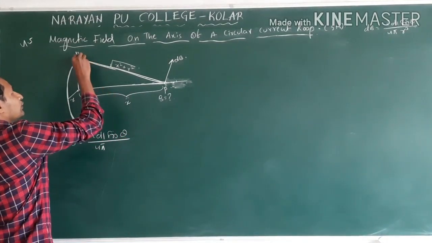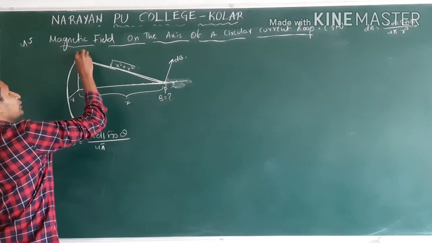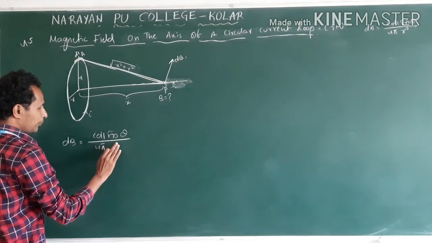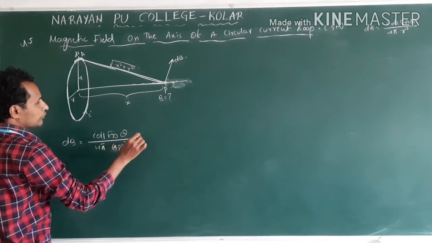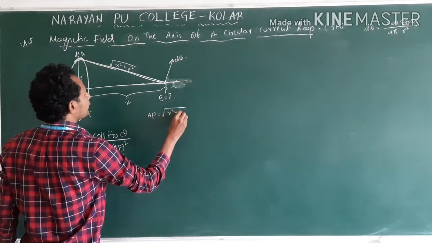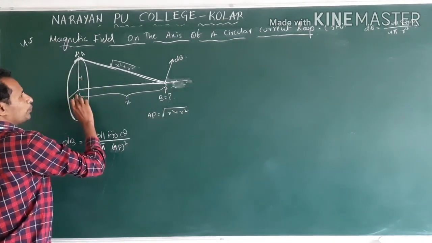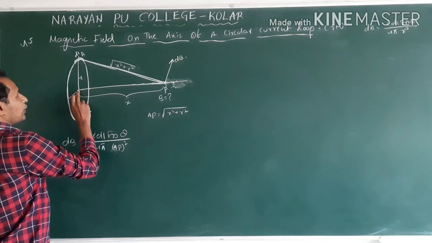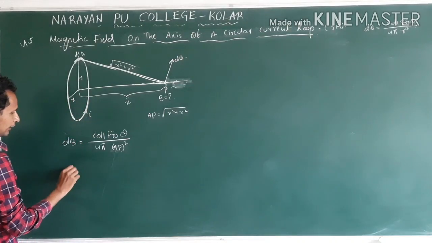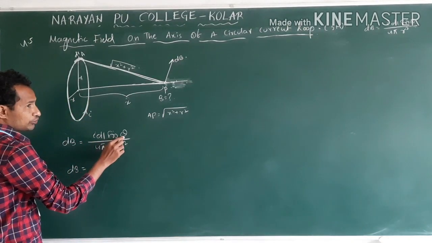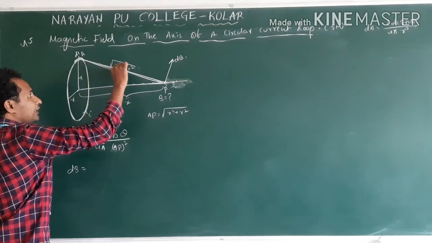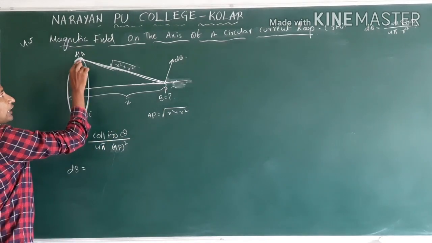Okay? We need to take this distance. Let us say this point, let us say A. So this is PA or AP square. But AP is what? AP is equal to the root of x square plus r square. R is the radius of the loop. X is the distance from center of the circular loop to point P. Now dB is equal to, and theta we need to take. Theta is the angle between current element and this line. Clear?